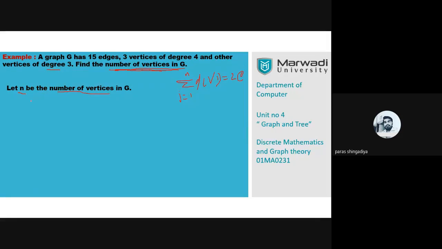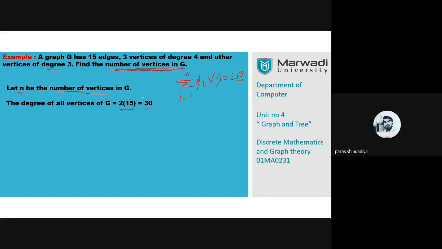You have to find this. n is the number of vertices in a graph G. And what data do we have? We have the total number of edges. This graph contains a total number of edges. So the sum of degrees of all vertices of G is equal to 2 times 15, that is 2 into e. Clear? That part you have to derive. 2 into e means 2 into 15, and 2 into 15 will become 30.